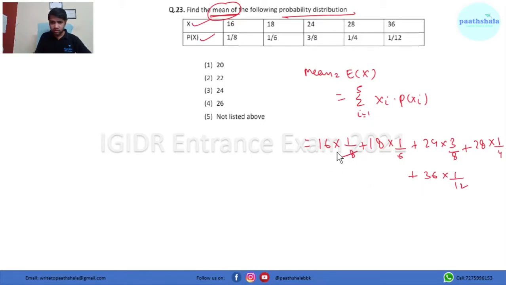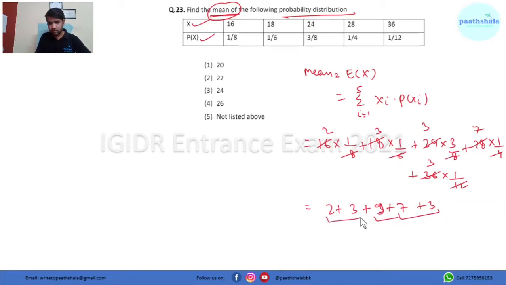So 8 2s are 16, 6 3s are 18, 8 3s are 24, 4 7s are 28, and 12 3s are 36. Now add it. So this will be 2 plus 3 plus 9 plus 7 plus 3. This is 3 into 3, that is 9. So 7 and 3 is 10, plus 9 is 19, and plus 5 is 24. So this is your answer. So option 3 is the right option. Now let's move to the next question.